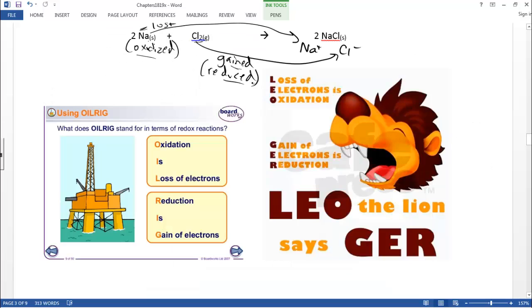So here's 2 ways of trying to remember that. OIL RIG, that stands for oxidation is loss of electrons. Reduction is gain of electrons. Or you can say Leo the lion says GER. And LEO is loss of electrons is oxidation. GER, gain of electrons is reduction.